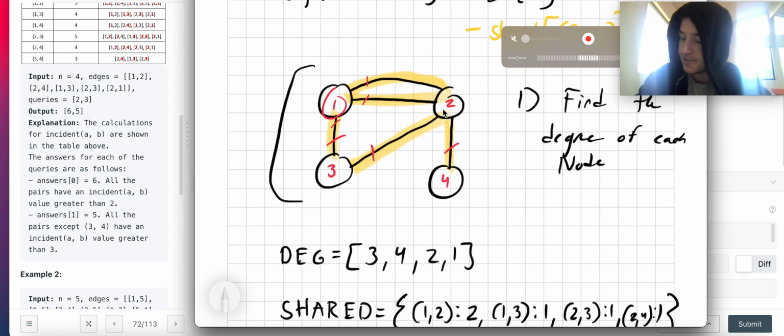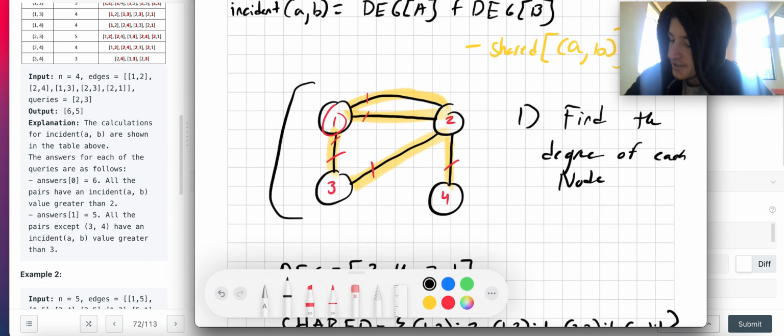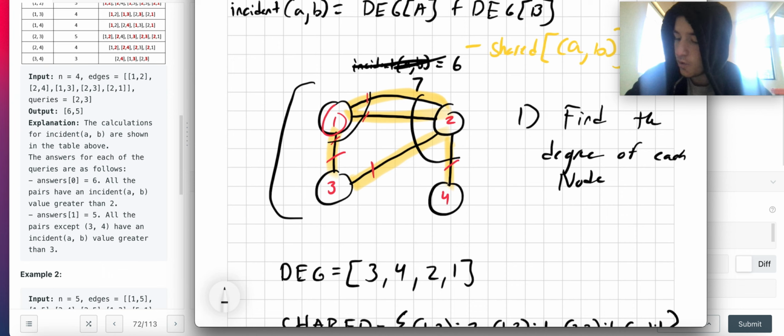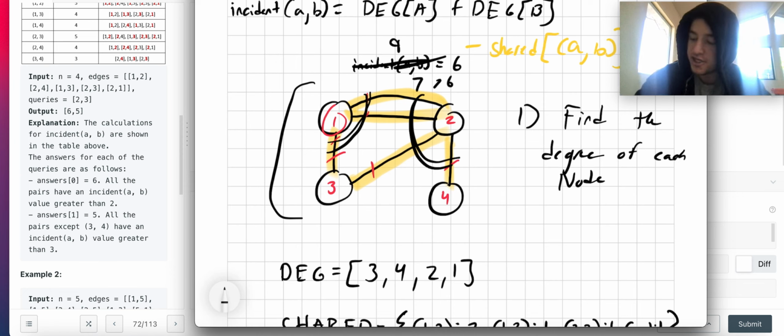For example, in this system, if we said incident of AB equals 6. Well, the degree of this is 3, and the degree of this is 4, right? So let's say the query equals 6. The incident of this and this, if you just count the degrees, is 7, and 7 is greater than 6, right? So we may add that to the answer. But the problem is that this is not a solution because the shared value is 2. So it's going to decrement this thing to 5, right?